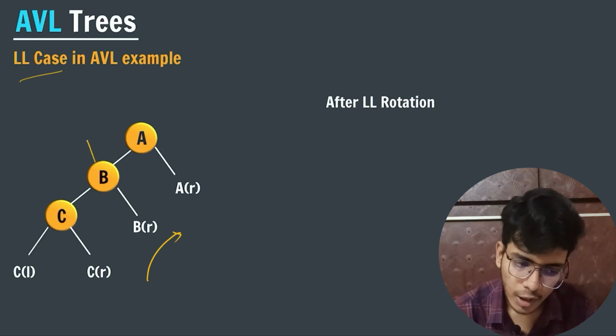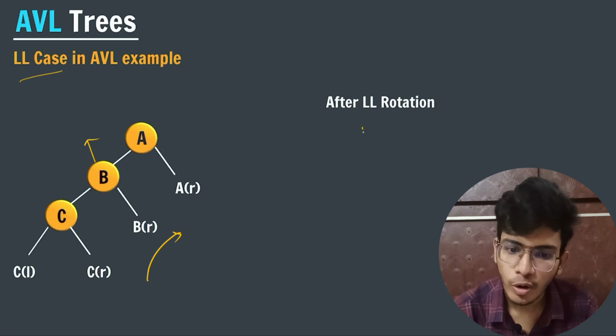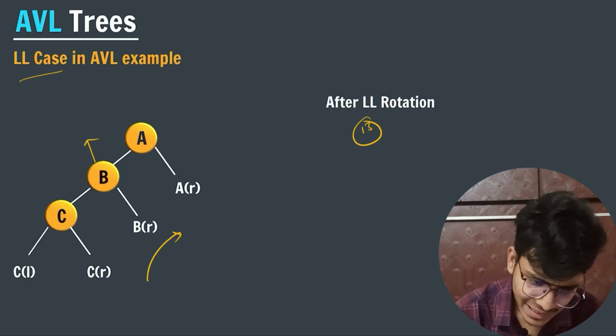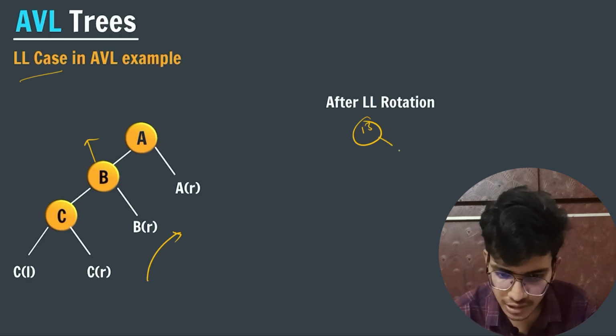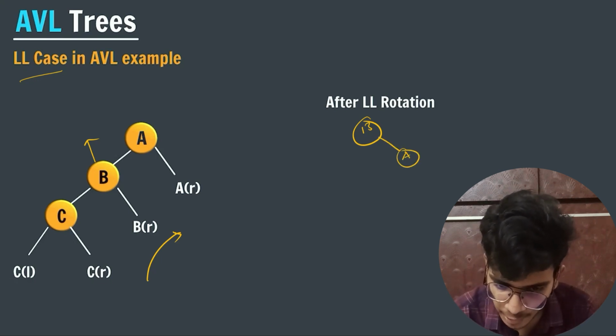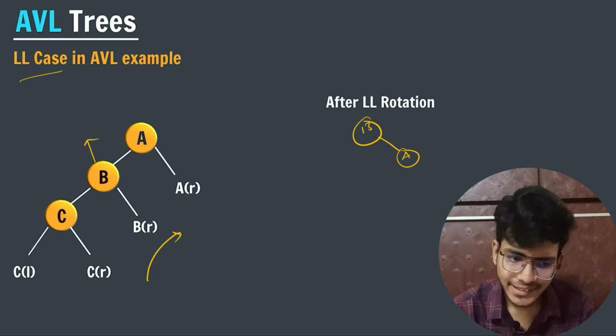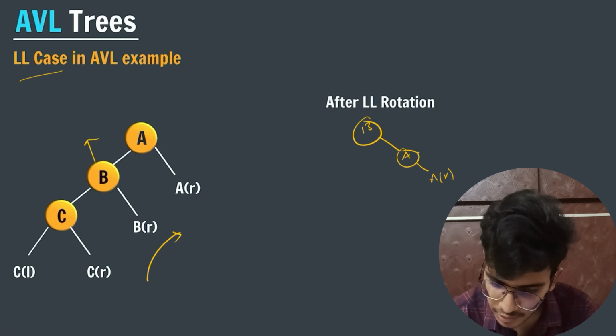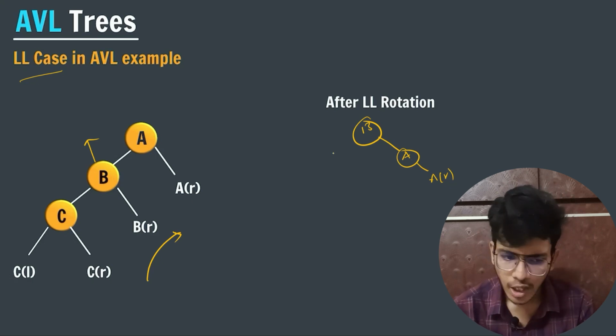So when I perform right rotation, this will become my root node, right? So B will become my root node, and this A will come on the right side. Whatever children A is having will remain the same. So A's children will remain on the same right. So A's right will remain the same.